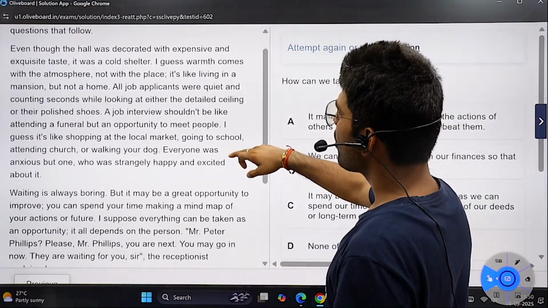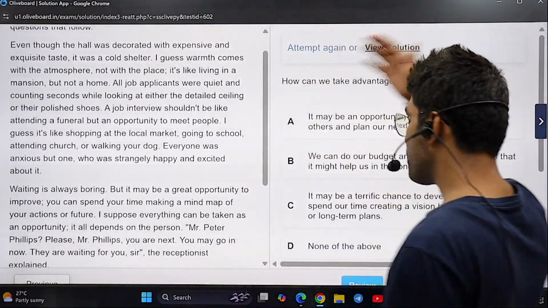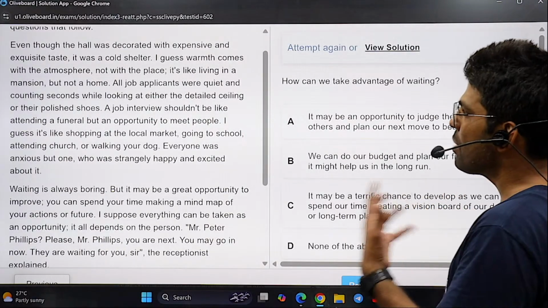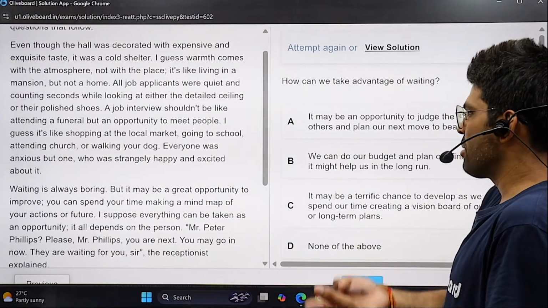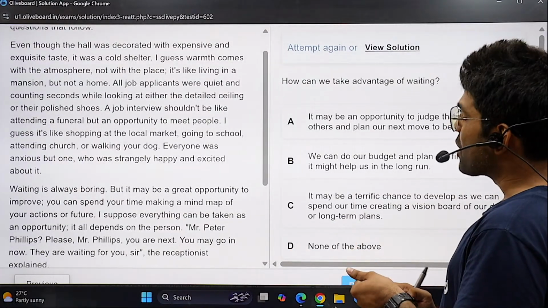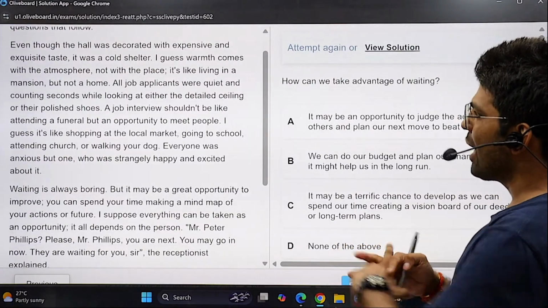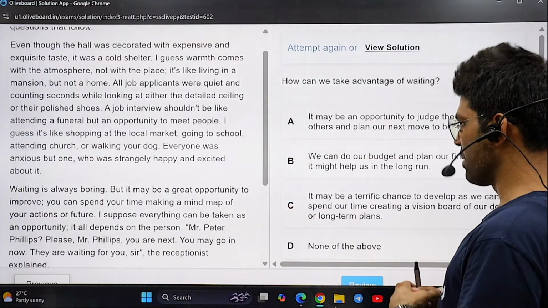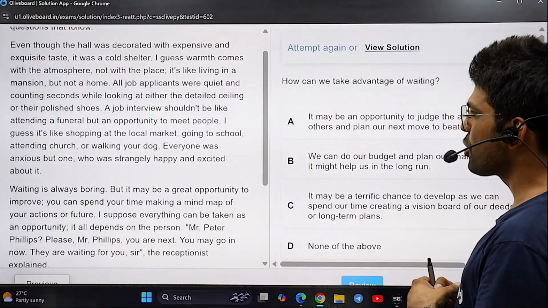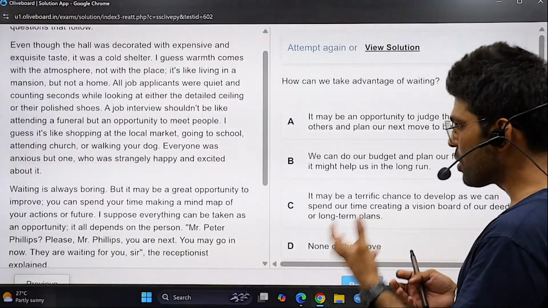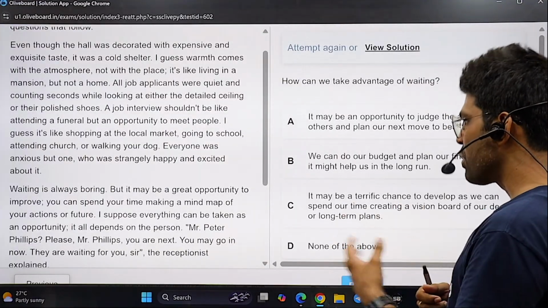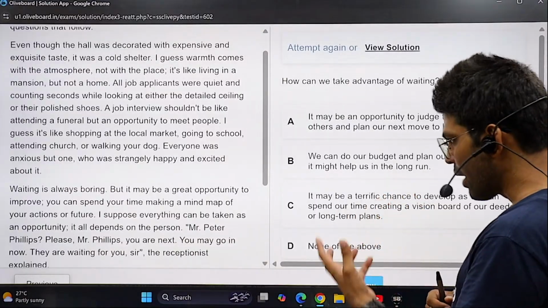Even though the hall was decorated with expensive, exquisite taste, it was a cold shelter. Guess warmth comes with the atmosphere, not with the place, like living in a mansion but not a home. All job applicants were quiet and counting seconds while looking at either the detailed ceiling or their polished shoes. Job interview shouldn't be like attending a funeral, but an opportunity to meet people. Guess it's like shopping at the local market, going to school, attending church, walking your dog.